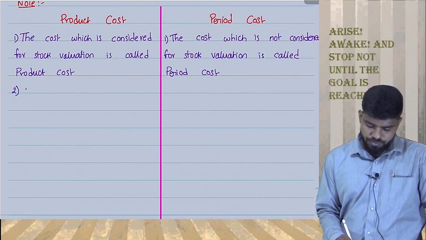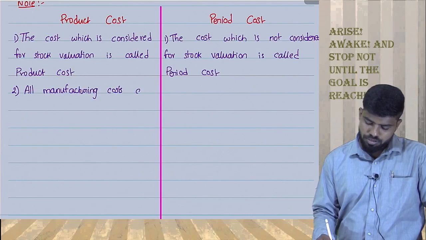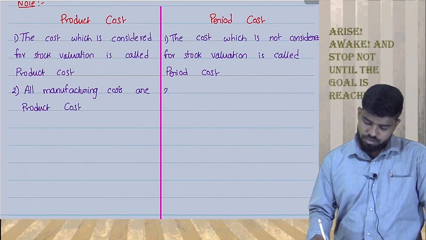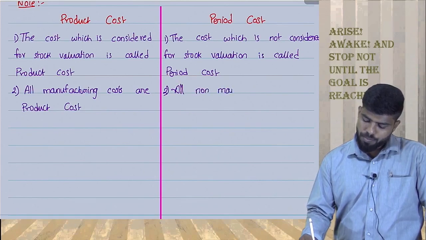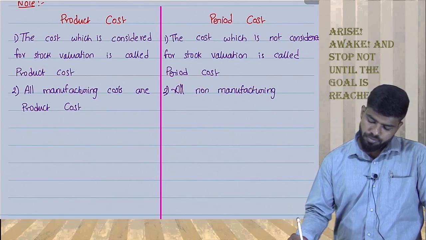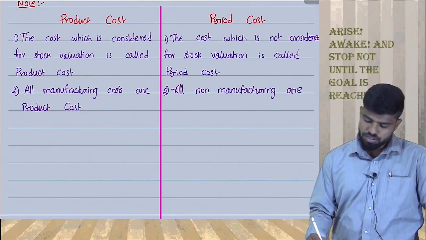Number 2, all manufacturing costs are product cost. All non-manufacturing costs, I will explain everything, just you can copy notes along with me. All non-manufacturing costs are period cost.